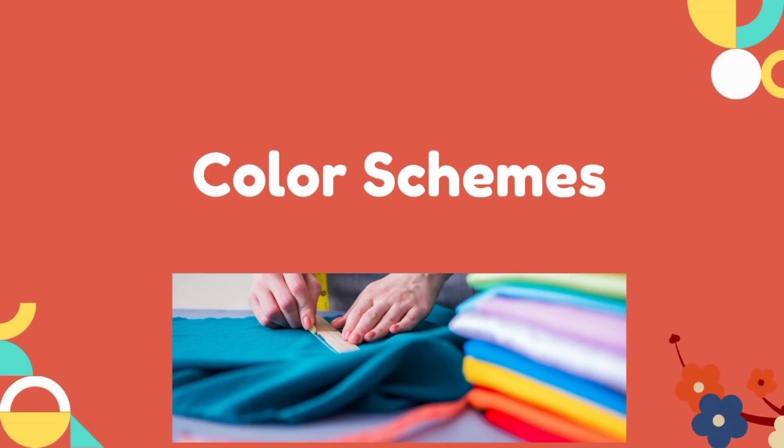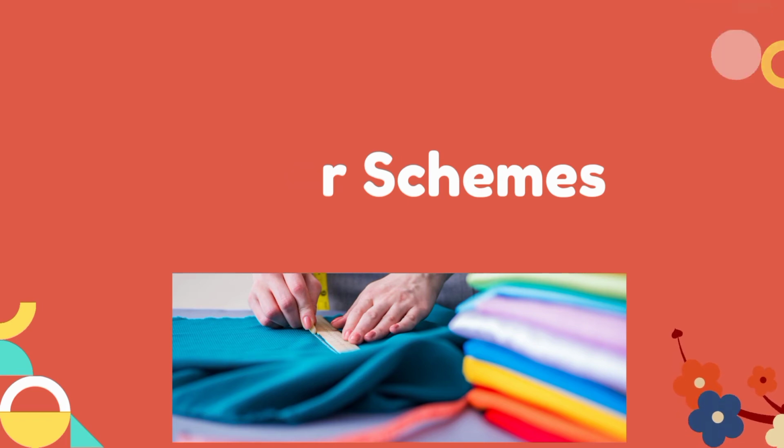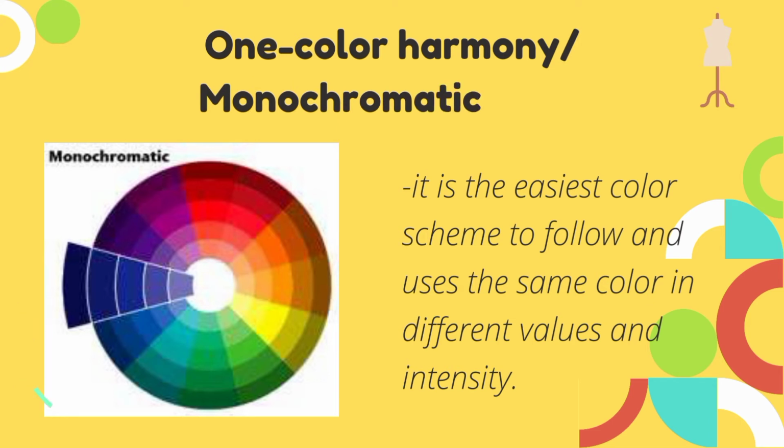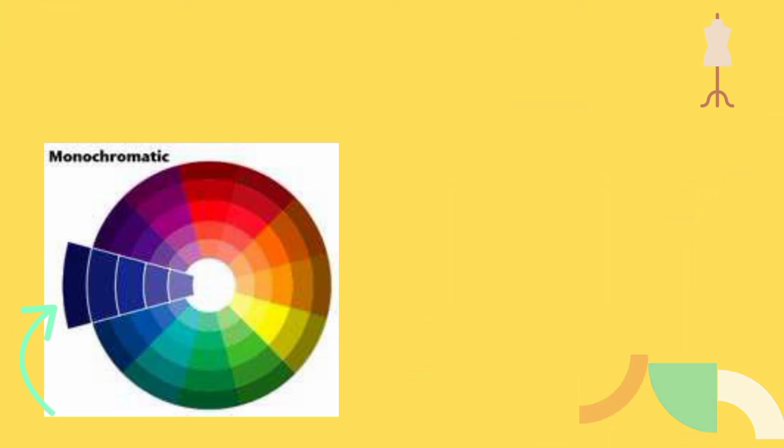Let's move on to the color schemes. The beauty of any color scheme depends upon how well the colors harmonize. To harmonize, colors must appear to belong together. One color harmony or the monochromatic color. It is the easiest color scheme to follow and uses the same color in different values and intensity. Example, dark blue suit with very dark blue accessories and a light blue blouse.